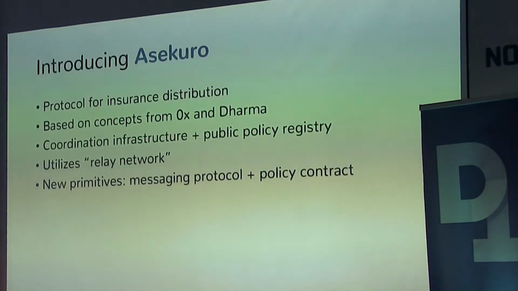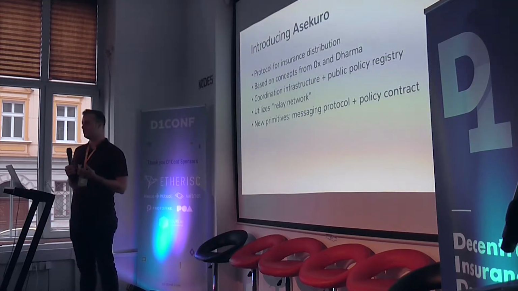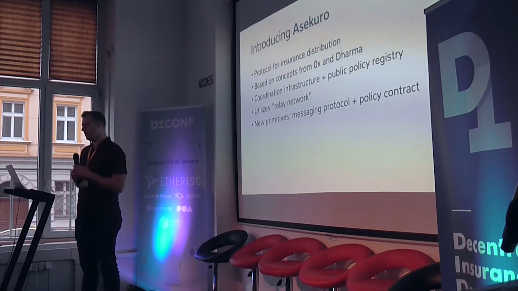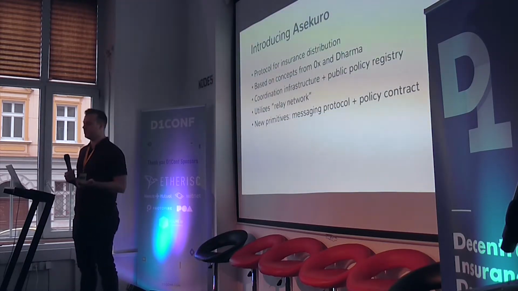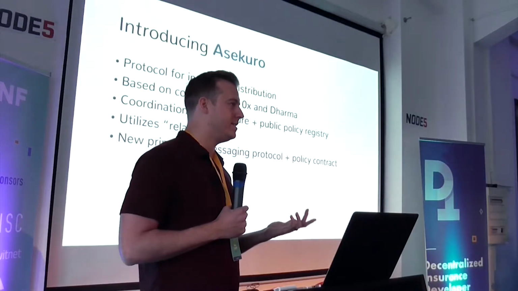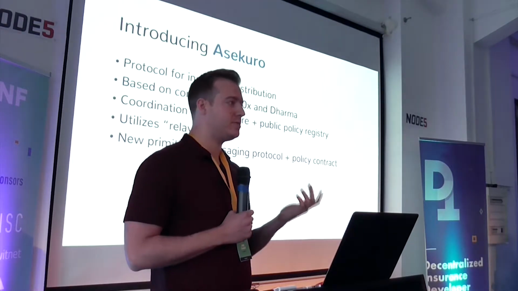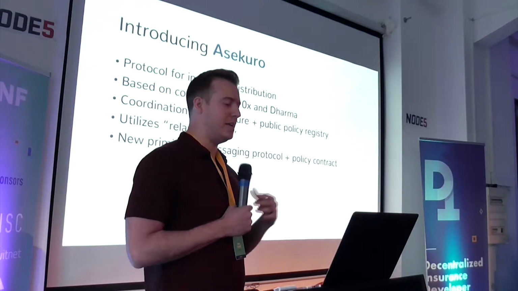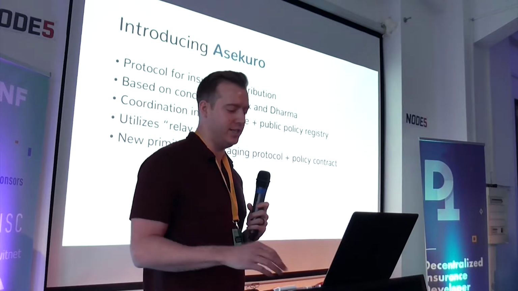So today I'm here to talk about something we've been working on at ConsenSys called Asekuro protocol. It's a protocol that is aimed at insurance distribution, and it's based on some of the concepts from 0x and Dharma, if you're familiar with those projects. Essentially, what I'm talking about is a coordination infrastructure and a public insurance policy registry. It utilizes the concept of a relay network, similar to those other projects, and it introduces some new primitives for messaging between parties and for defining what an insurance policy is in a smart contract.